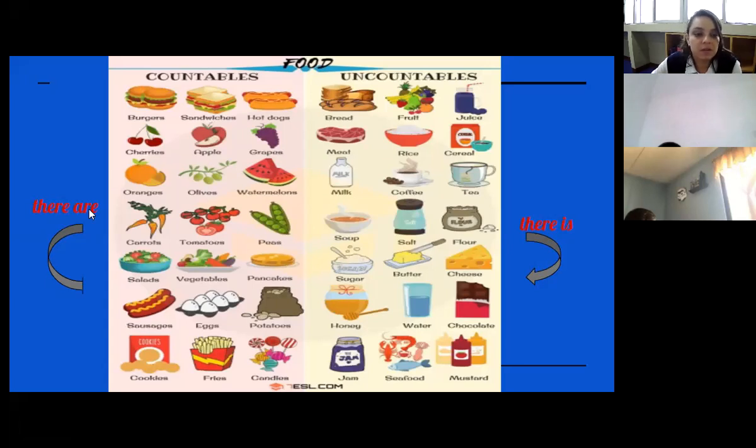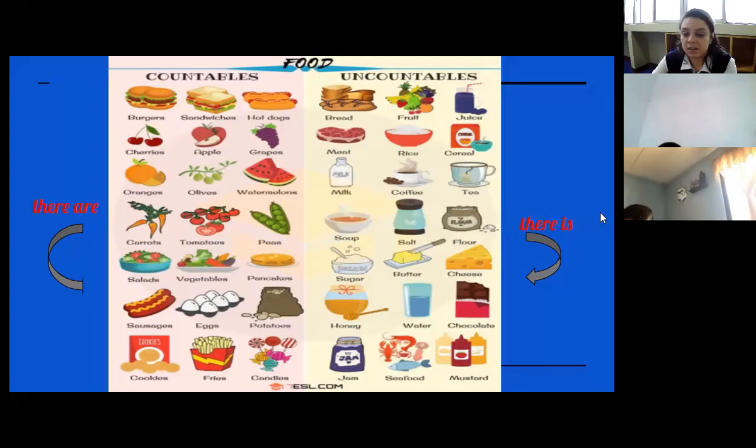For example, we have: there are 2 hamburgers, there are 2 sandwiches, there are 2 hot dogs, right? There are grapes. There are 2 cherries, or there are cherries. These are things that you can count, okay? There are candies. And non-count are things that you cannot count because they come in a bottle, in a jar, on a plate, in a box, or something like that, okay?